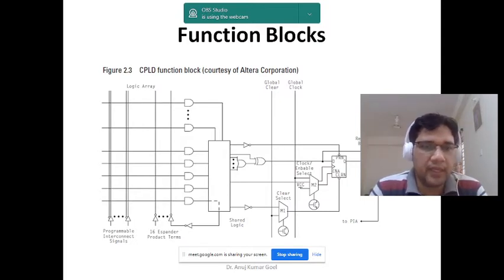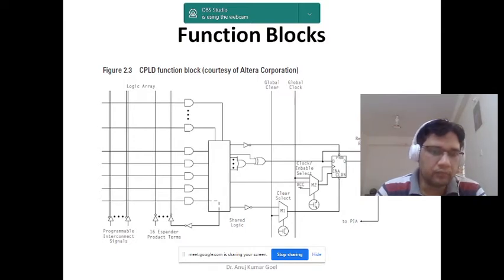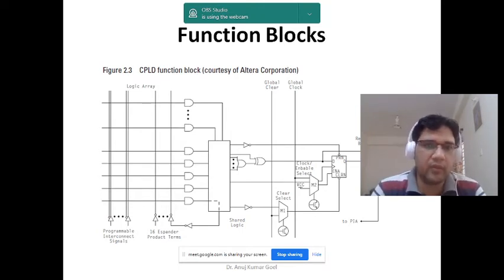So the logic array is there, and on the bottom left hand side, we have the programmable interconnect signals. These are called programmable interconnect signals because they are used to program the connections. For example, you want to implement a function a b c bar plus a bar b c. First, 3 inputs are there, and inverters are also there. You are also using the complements a bar and c bar, so inverters are there, which are used to give the inverted values.